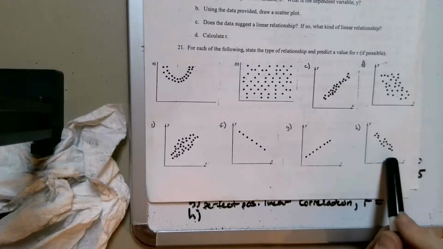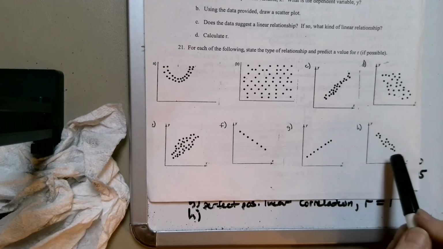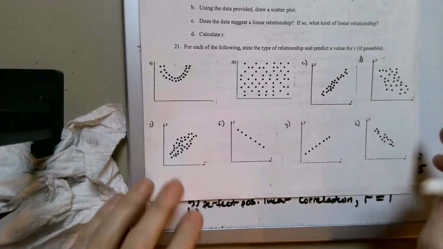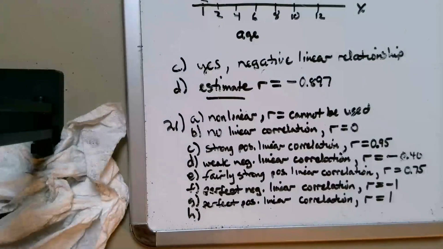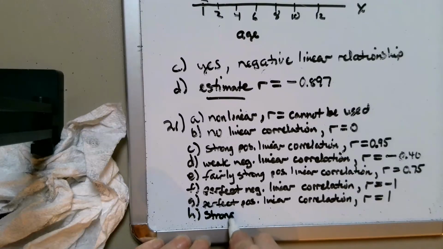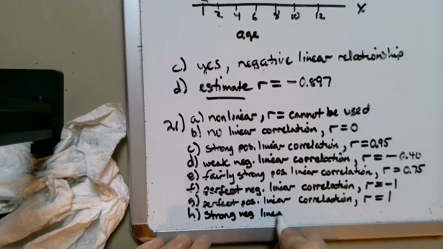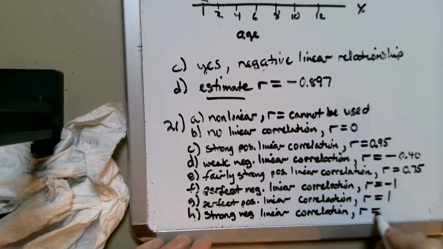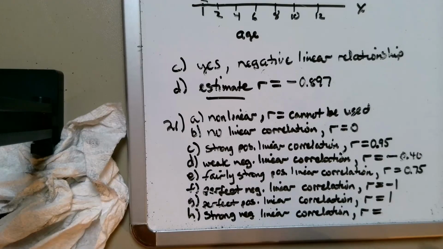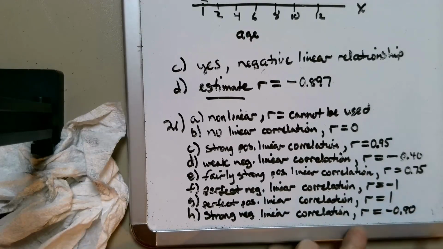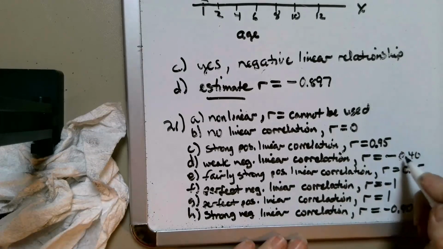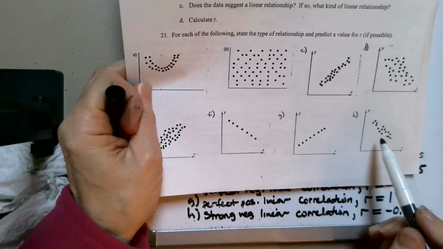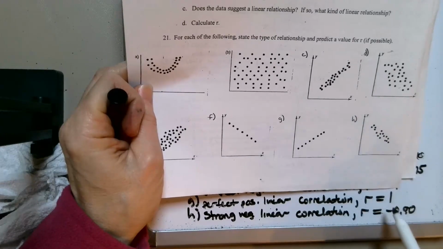And finally for H here, as X increases, Y decreases. It's a negative correlation. If you look at it compared to the one above, it's definitely stronger, closer to a straight line. I would say it's a strong negative linear correlation. And so we can do an R value. It needs to be negative because it's going down. My guesstimate was about negative 0.90. Again, it's just a guess, but it's pretty close to a straight line. Maybe it's negative 0.86 or something like that, but it's pretty strong. So I would call that negative 0.90.